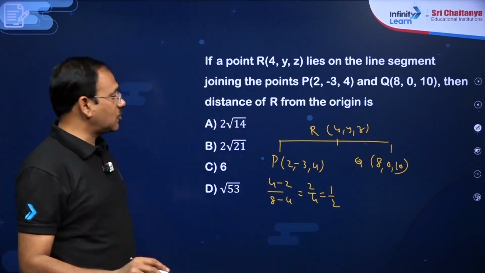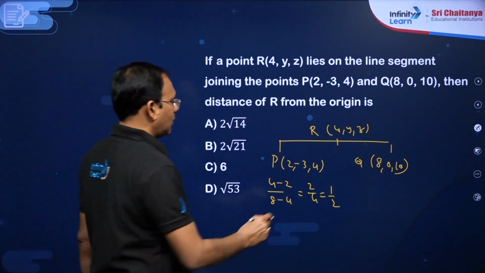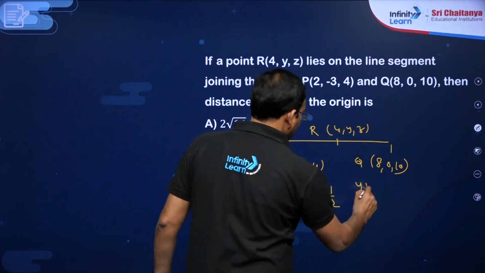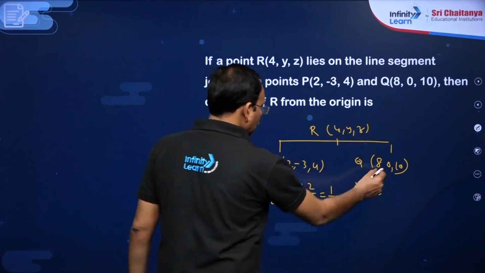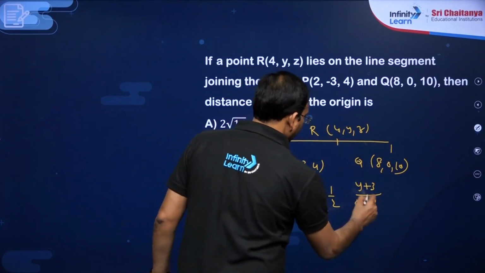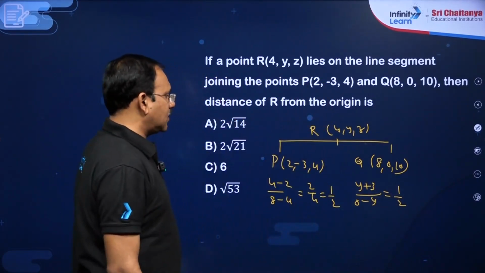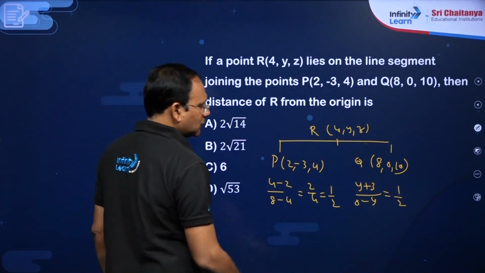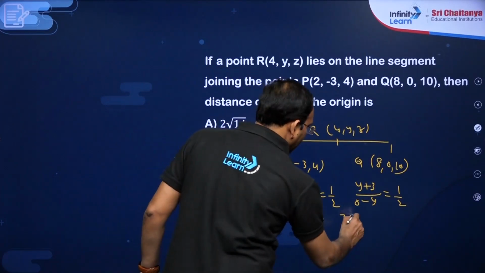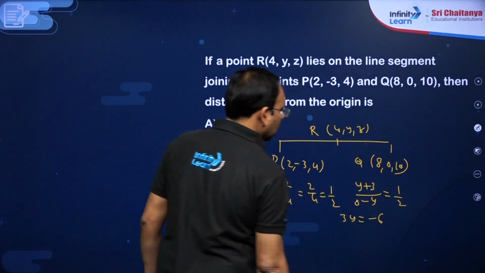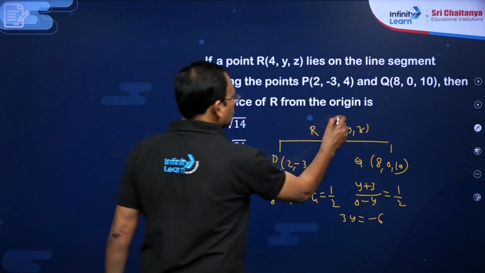The same should happen for y coordinate and z coordinates also. (y minus y1) by (y2 minus y) should also be 1 by 2, my dear friends. 2y plus 6 is equal to minus y. So, you see 3y is equal to minus 6, y must be minus 2.